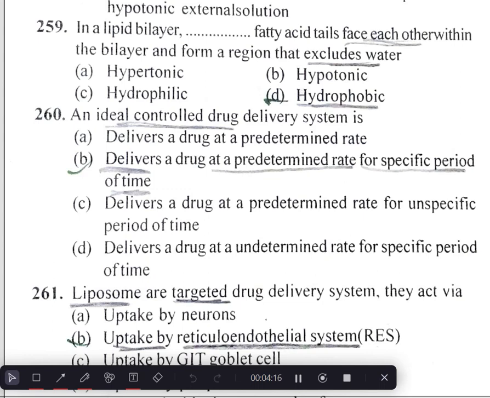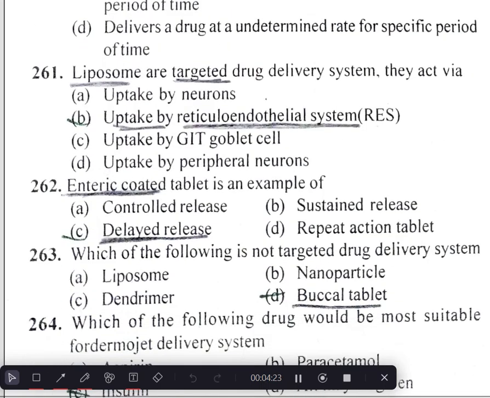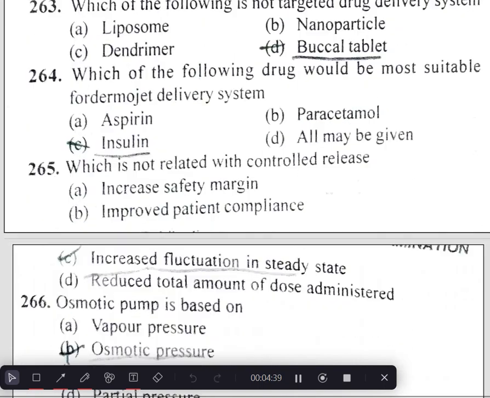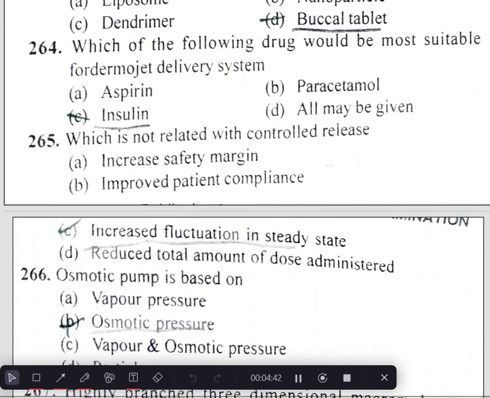An ideal controlled drug delivery system delivers a drug at a predetermined rate for a specific period of time. Liposomes are targeted drug delivery system. They act via uptake by reticuloendothelial system. Enteric coated tablet is an example of delayed release. Which of the following is not targeted drug delivery system? That is Buccal tablet. Which of the following drugs would be most suitable for dermojet delivery system? That is insulin. Which is not related with the controlled release? That is increased fluctuation in steady state.